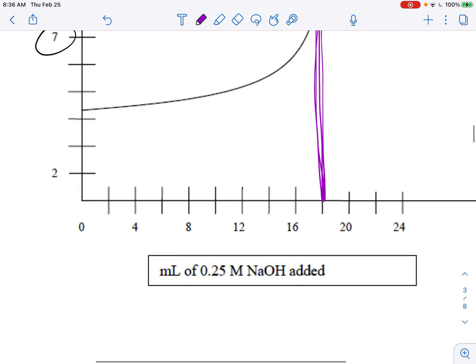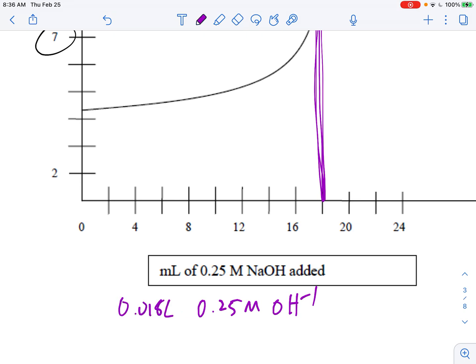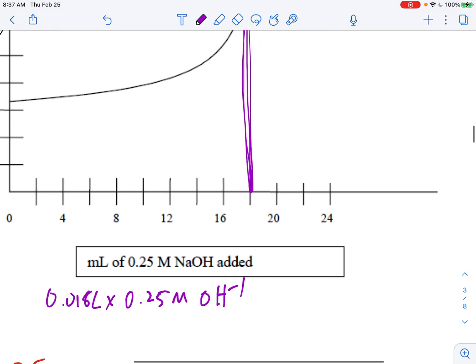So if I have 18 milliliters of 0.25 molar of my strong base, then, well, I know the moles because I know the liters and I know the molarity. So again, this is 0.018 liters times 0.25 molarity. And so if I get out my trusty calculator here, 0.018 liters at 0.25 molarity, that's going to get me 0.0045 moles of my base.